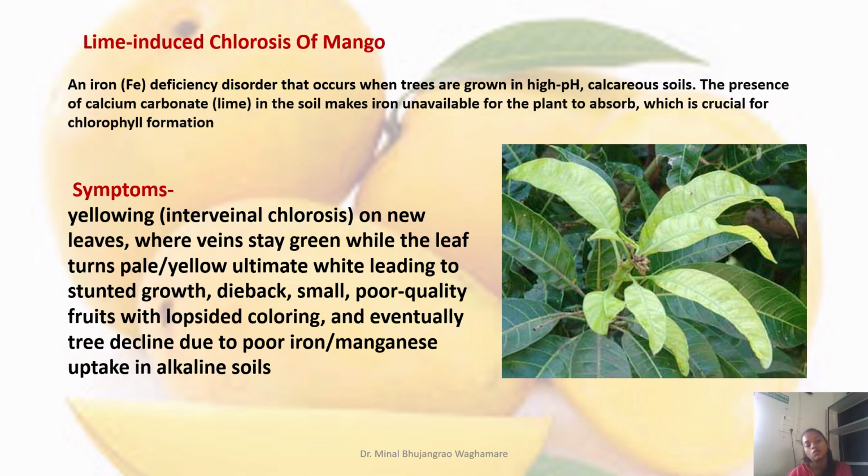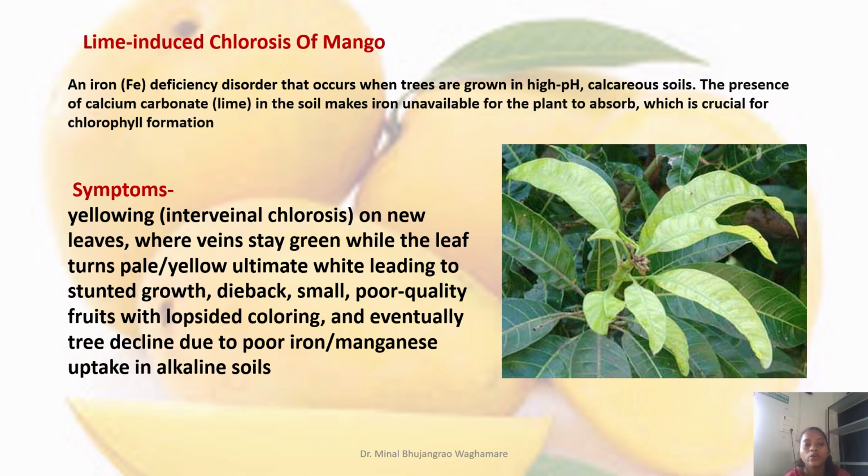Coming to our last disease of mango, that is Lime-Induced Chlorosis of mango. This disease actually occurs due to iron deficiency, but how come? Many times our soil is calcareous, carbonate, which means alkaline in condition. Excess calcium carbonate or lime is present in the soil. These things make iron unavailable to the plant, such as mango.